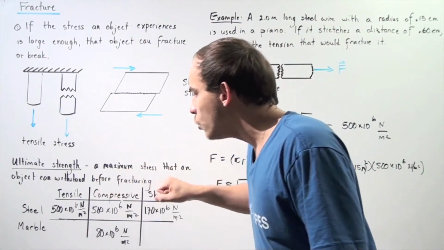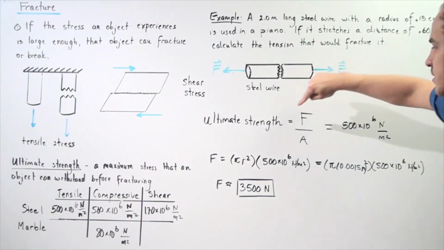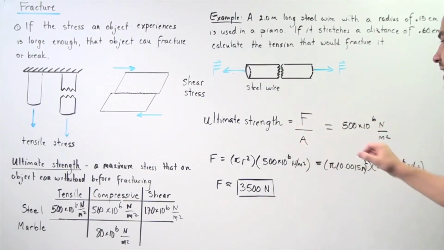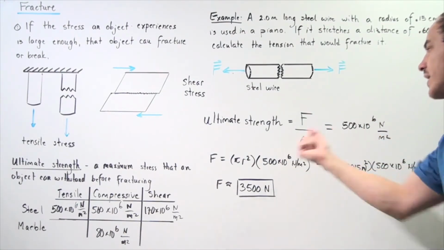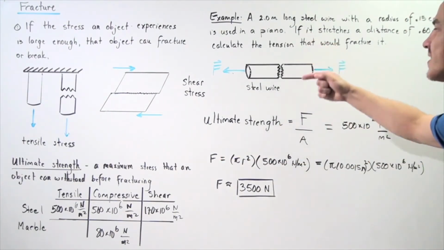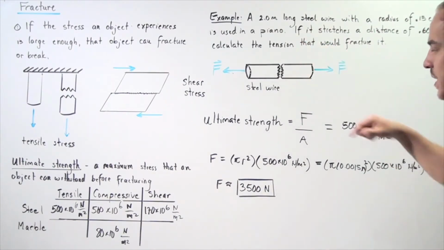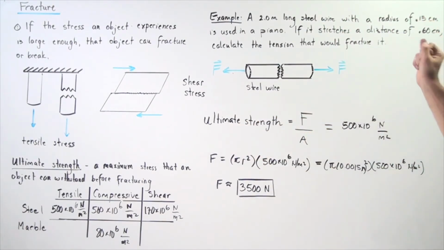Well, notice that the units of our ultimate strength is newtons per meter squared, and that means this is equal to force divided by area. So force divided by area is equal to this quantity, 500 times 10 to the 6 newtons per meter squared. So now we rearrange our equation and we solve for the force. The force is equal to the cross-sectional area of the wire, which is assumed to be circular. So that's pi r squared, where r is simply our radius in meters, which is 0.15 divided by 100.